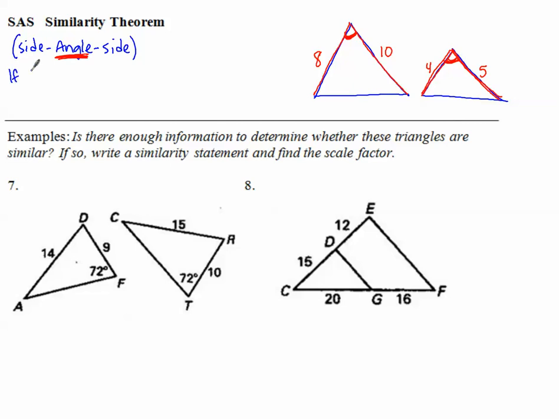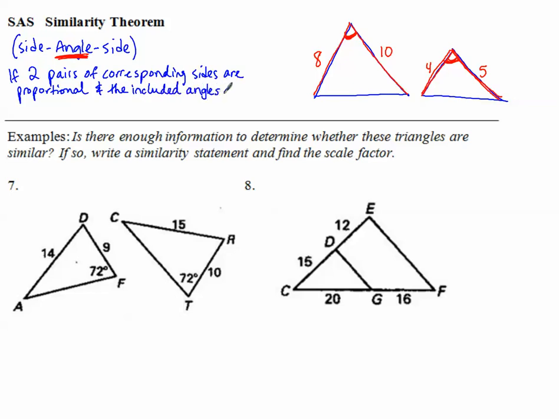So if we have two pairs of corresponding sides that are proportional and the included angles are congruent, then the triangles are similar. Okay, so a combination of those last two shortcuts.